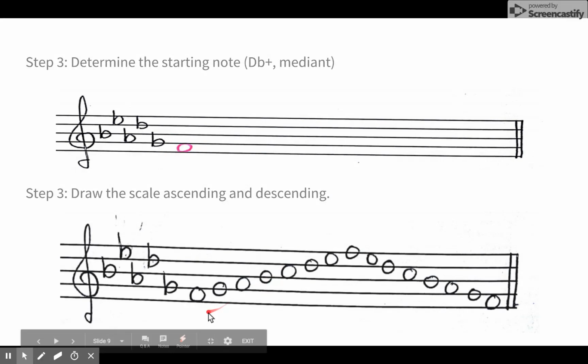Then I'm going to draw the scale ascending and descending. So I'm going to go F to F and back down again. And that's it. You're going to get a mark for the double bar line, a mark for the key signature, a mark for using the note I asked for. So in this case, it was whole notes, a mark for starting on the right note, and a mark for having all the correct notes there. So that's 5 marks total.